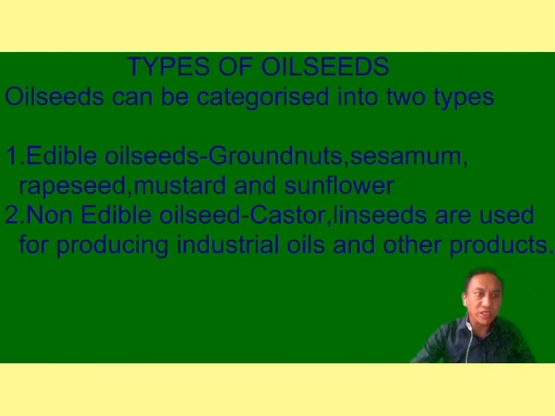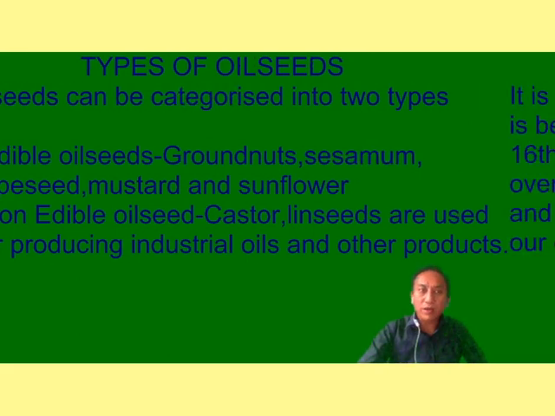Then types of oil seeds. Let's see the types of oil seeds we have here. The first one we have is edible oil seeds. They comprise basically groundnuts, sesame, rapeseed, mustard, and sunflower. And then the second one we have is non-edible seeds, that is castor and linseeds, used for producing industrial oil and other products. So we do the first one, that is groundnuts.